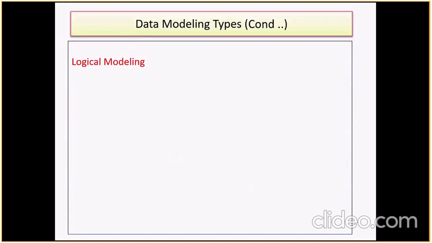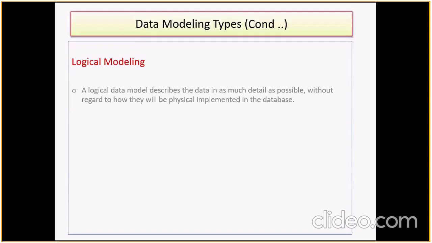Let's jump to the logical data model. As we discussed earlier, the logical data model has each and every minute detail, without focusing on how we are going to implement it in the database, but we need all the details about your entities, every attribute that business wants, with relationships between the different entities. A logical data model describes the data in as much detail as possible without regard to how it will be physically implemented in the database.